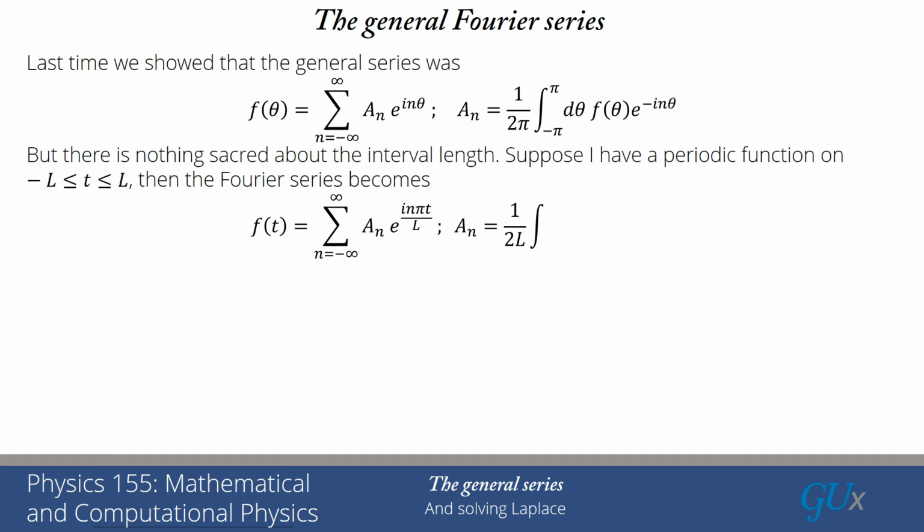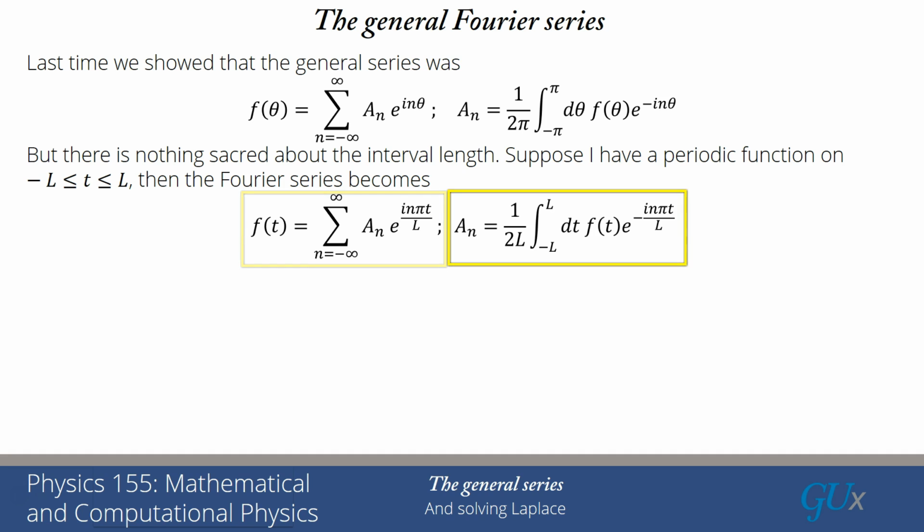So to be more general, we suppose that we have a periodic function in the region between minus L less than or equal to t less than or equal to L, and then the Fourier series becomes f(t) equals the sum n equals minus infinity to plus infinity a_n e^{inπt/L}, and a_n is equal to 1 over 2L, the integral from minus L to L dt f(t) e^{-inπt/L}. So it's easy to make this change from an interval that has length 2π to an interval that has length 2L.